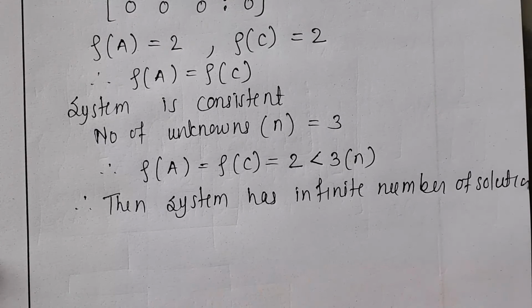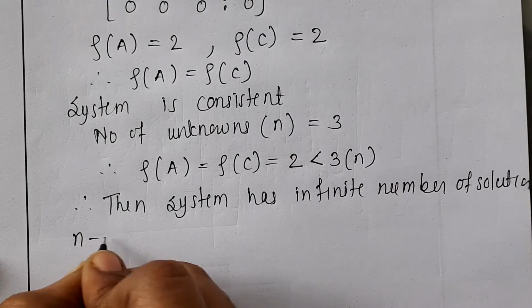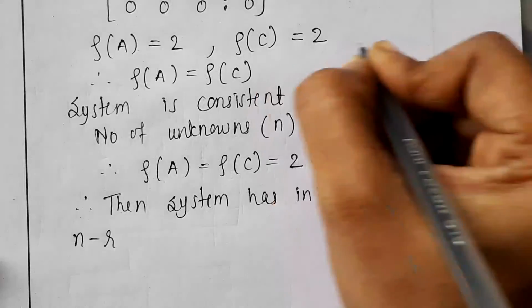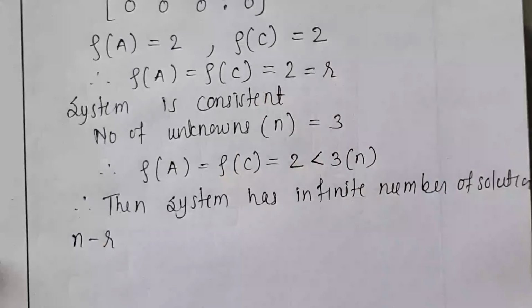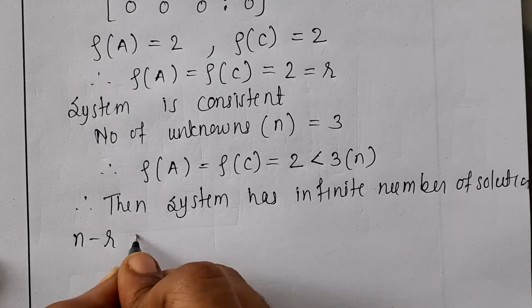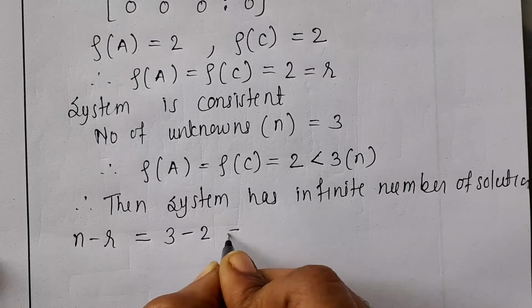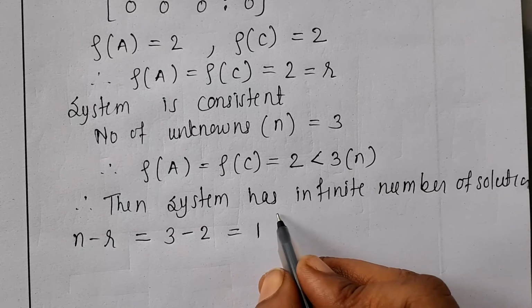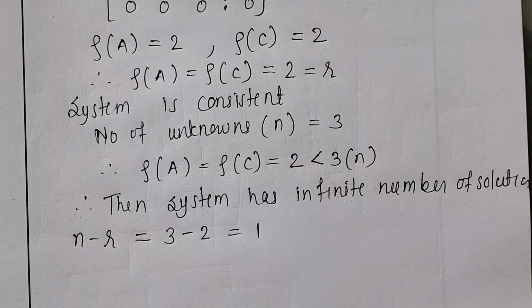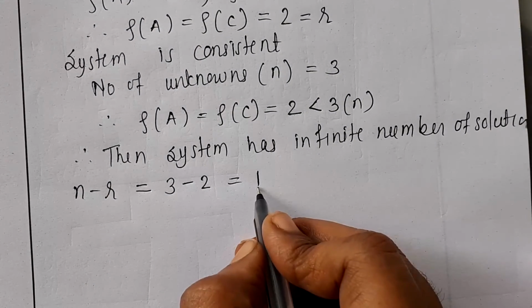Now let us try to find that solution. If it has infinite number of solutions, what is the number of unknowns? It is 3. So find out n minus r. Suppose we denote the rank, which is 2, by r. So n minus r, where n is the number of unknowns and r is the rank. Rank is 2, so it is equal to 1. Whatever the answer, that many variables you have to consider as arbitrary constants. So you have to choose one arbitrary constant for this one unknown.